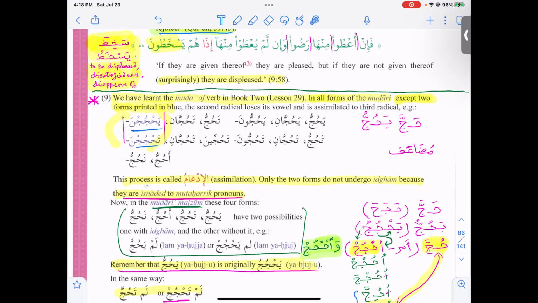The idgham was broken. Assimilation was broken up. Why? Because the verb is attached to a mutaharik pronoun. Here there are no mutaharik pronouns. Here, mutaharik pronouns came.